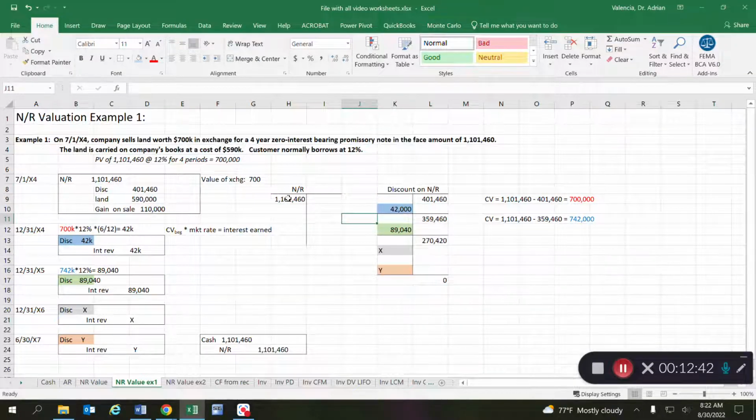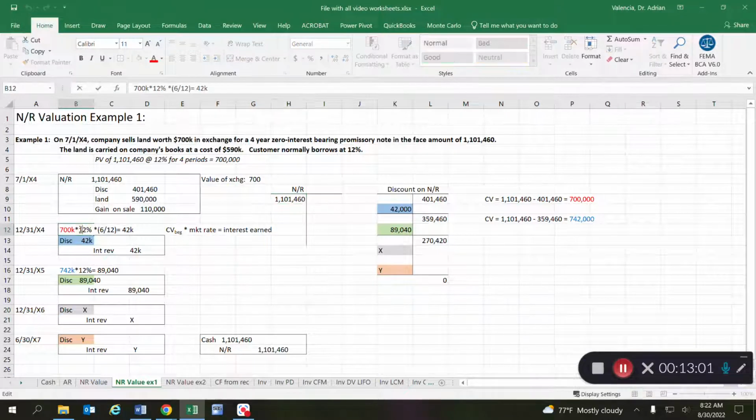So carrying value on this date is going to be 1.1 million minus 401, which is what I'm doing right here. 1.1 million minus 401 gives me 700,000, and that's what I'm going to use right here to compute the interest earned for that 6-month period. So it's 700,000 times 12%. Keep in mind, we told the client that there was zero interest, right? We told the customer zero interest. But internally in our books, we have to go in there and impute that interest of 12%.